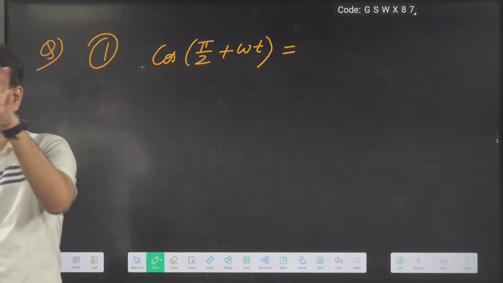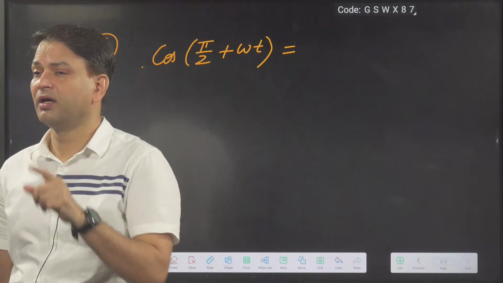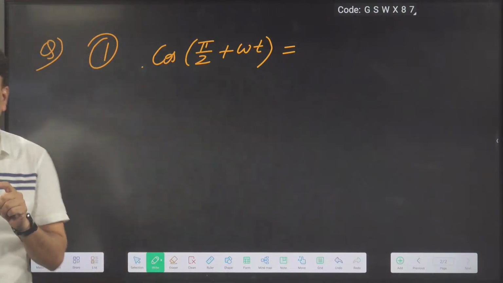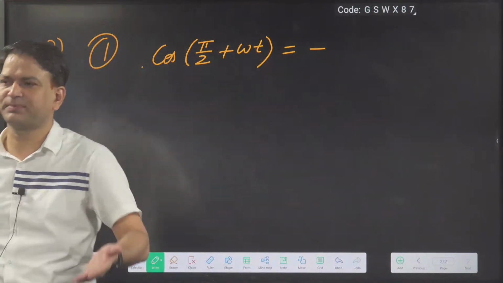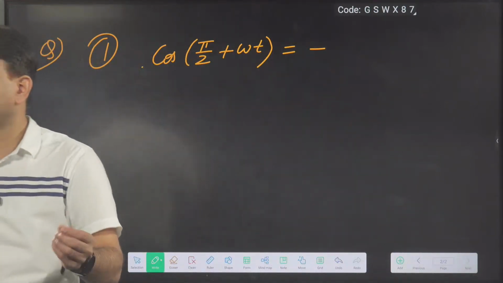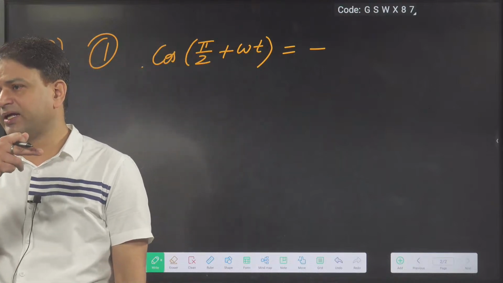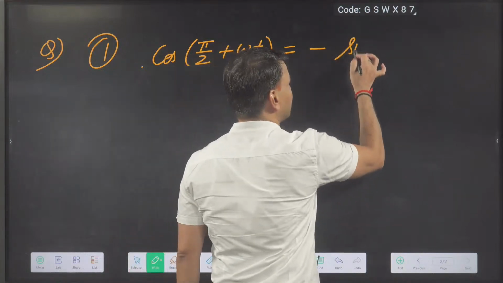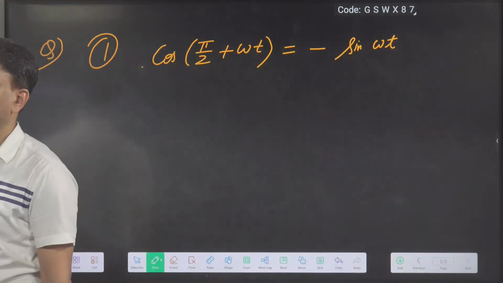So what I said: here cos pi by 2 means 90. 90 plus means which quadrant? Second quadrant. In the second quadrant, is cos positive or negative? Negative. So first we put the minus sign. Pi by 2 plus means second quadrant, and cos is negative there, so I put the minus sign. Now I am using 90, so cos converts into sine. So what will I get? Minus sine omega t. Everybody got it?